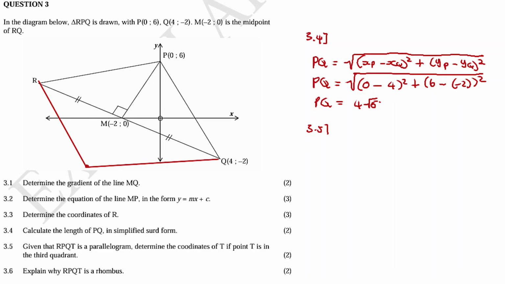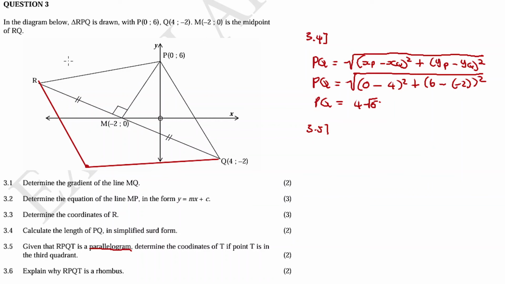Okay, this could be the point. It is a parallelogram, this is the keyword. This is maybe the key. Okay, it is not maybe, it is the keyword. Determine the coordinates of T if point T is in the third quadrant.